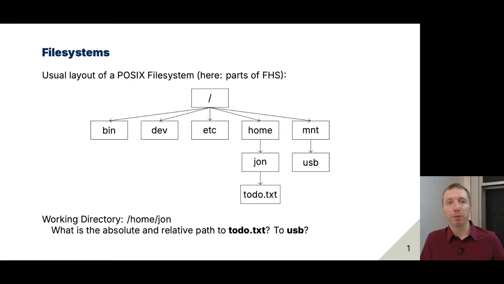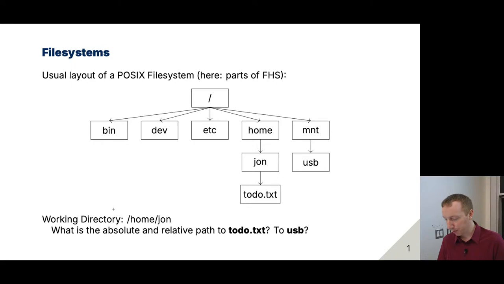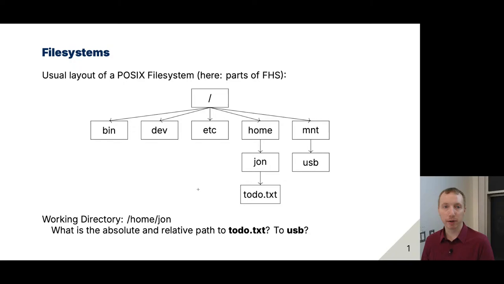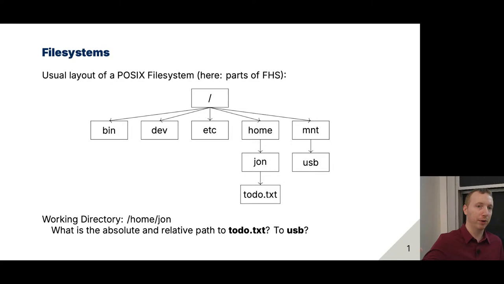And in here, whenever you're using your terminal or in terms of processes, there's always something called the working directory. That is typically the current directory your process is actually in. And then any path or any file I give it will be relative to that directory. So if my current working directory is home/John, so I'm currently in the John directory, well, then the relative path to todo.txt is just todo.txt, right? I don't have to go into any other folder. I'm in the correct folder.